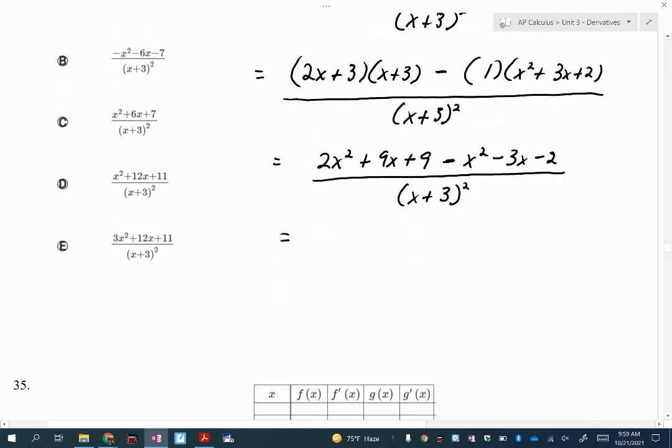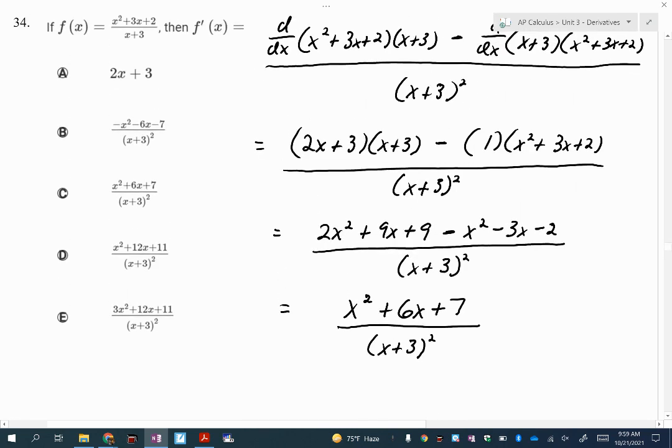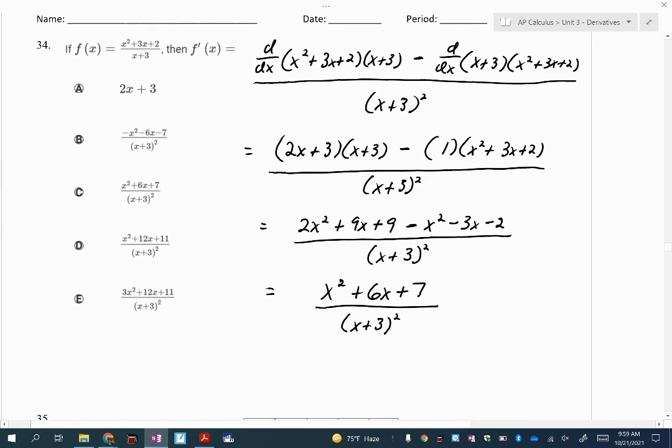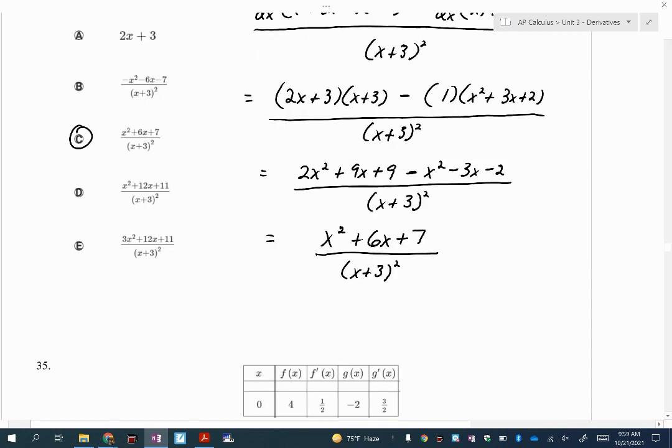Okay, let's get like terms in the top. 2x squared minus x squared is 1x squared. 9x plus negative 3x is 6x. And 9 plus negative 2 is 7. So I'm looking for this for my derivative, which is letter C. That one is 34. Almost there. Let's go to 35.